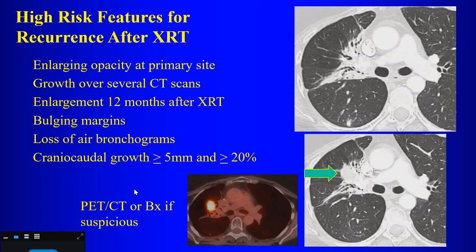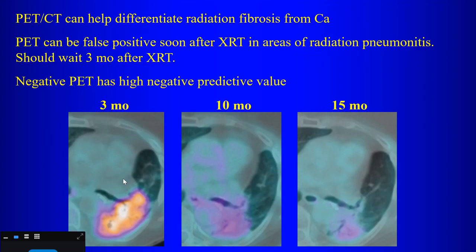PET is pretty good here. Once you're past the acute radiation phase, once you're more than 6 months out, if there's concern about what you're looking at as recurrent tumor, you recommend PET CT scan. So the tumor should light up, the post-radiation fibrosis should not, okay? So 3 months though, you still have radiation pneumonitis. The PET is gonna be hot. 10 months, all of that cools off. 15 months, it still stays cool.